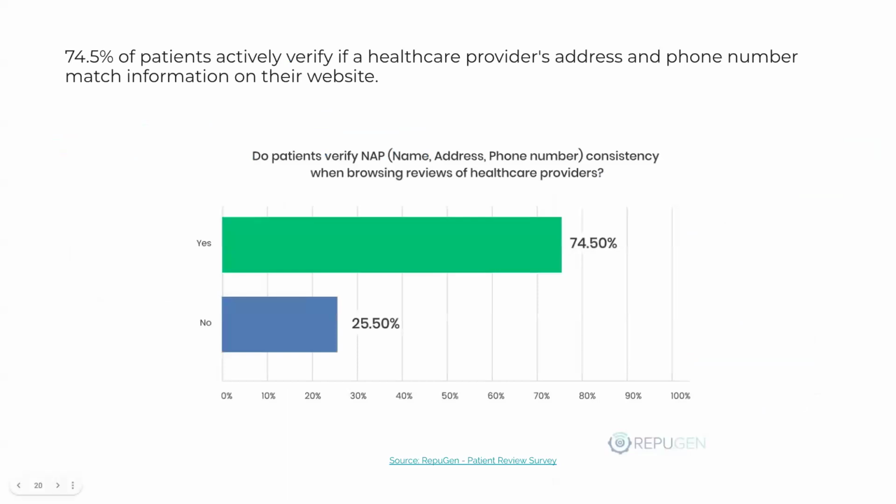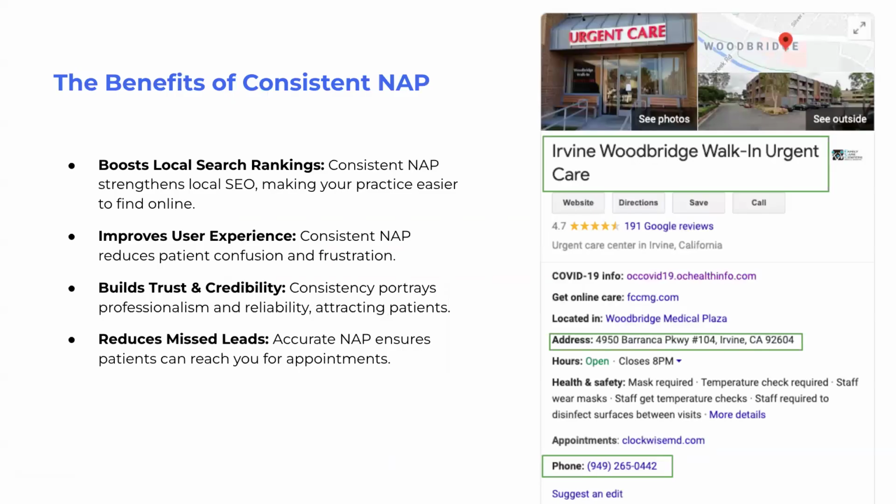So now let's dive into some other statistics. According to a survey conducted by Repugen, a staggering 74.5% of patients actively verify if a healthcare provider's address and phone number match the information on their website. This statistic emphasizes the importance of having accurate and consistent listings across different online platforms. Doing so helps to build a sense of trust and credibility with prospective patients, and that makes them more inclined to choose your practice and your services.